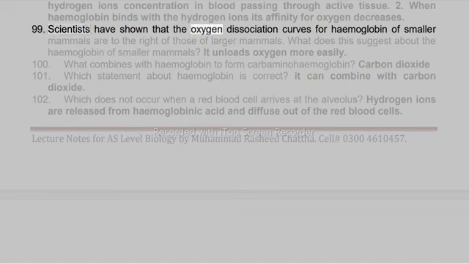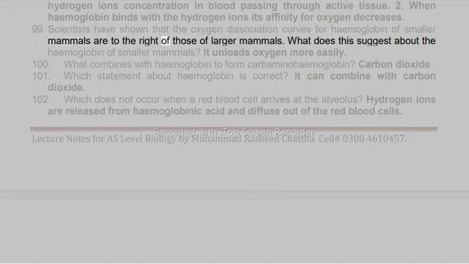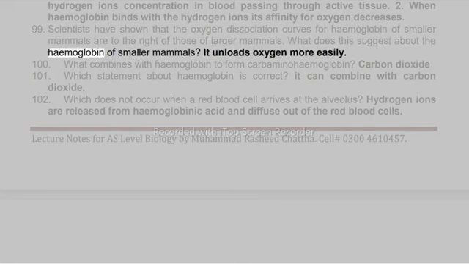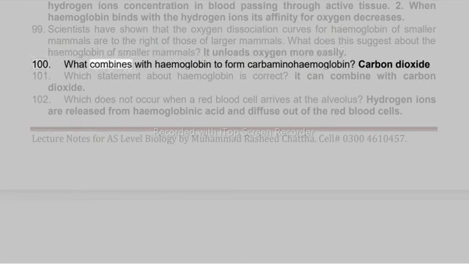99. Scientists have shown that the oxygen dissociation curves for hemoglobin of smaller mammals are to the right of those of larger mammals. What does this suggest about the hemoglobin of smaller mammals? It unloads oxygen more easily. 100. What combines with hemoglobin to form carbaminohemoglobin? Carbon dioxide.